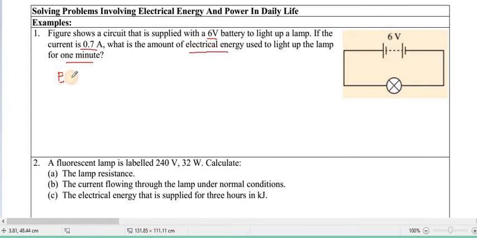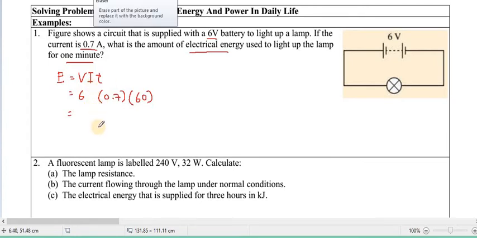So electrical energy equals VIT. The potential difference is 6 volt, the current is 0.7 ampere, and the time is 1 minute, so you must change into seconds. Please be careful here. A lot of students usually make mistakes here. Oh, sorry, I shouldn't have written the V. Just write 6 only, not 6 V.